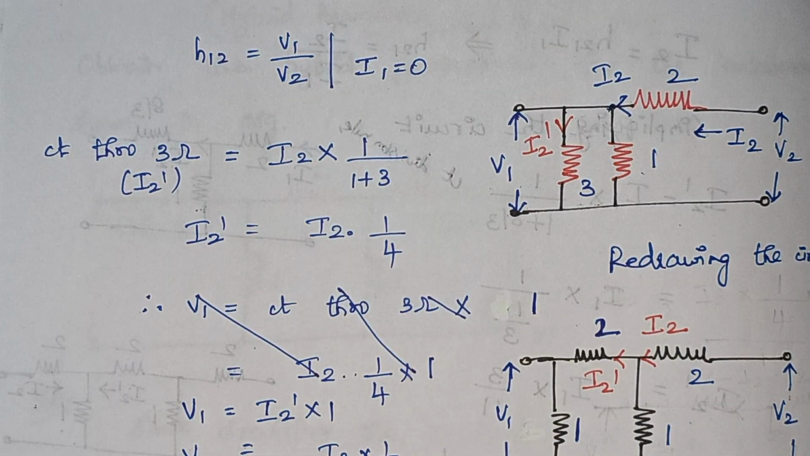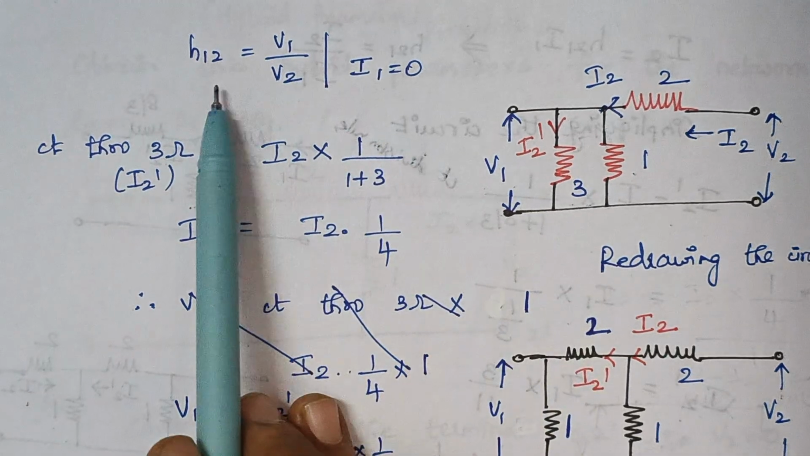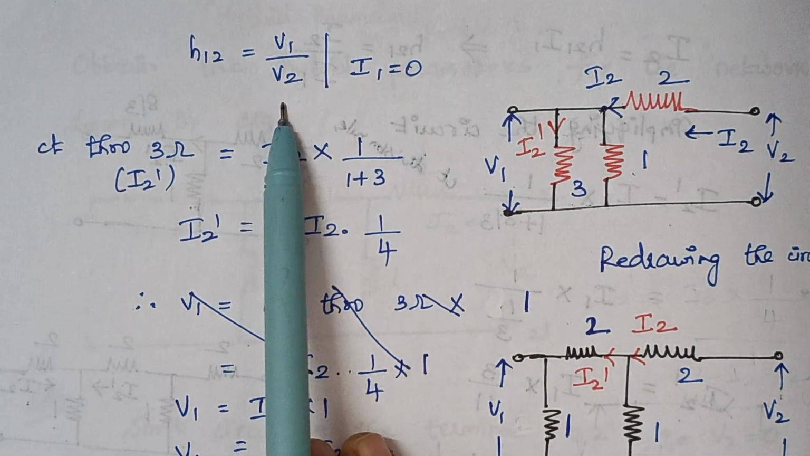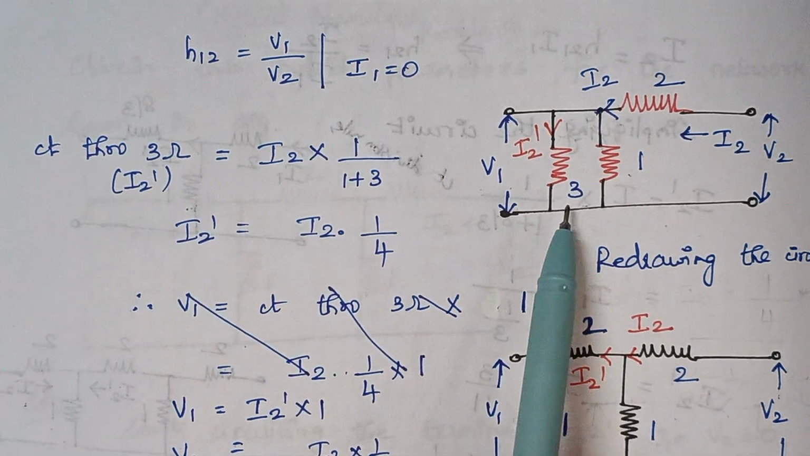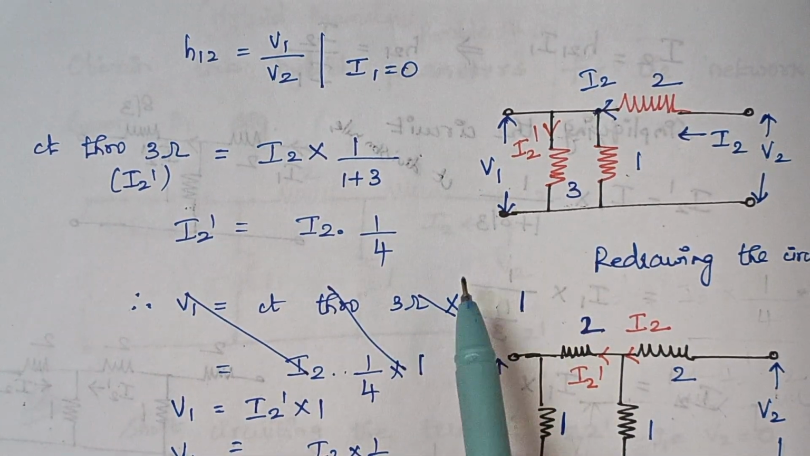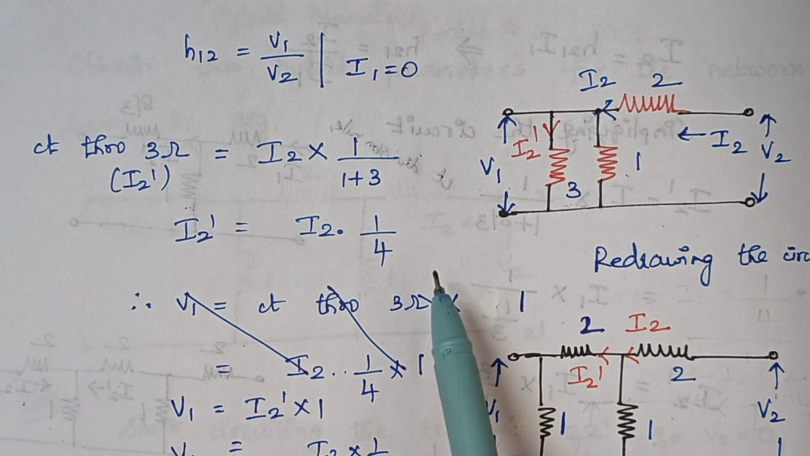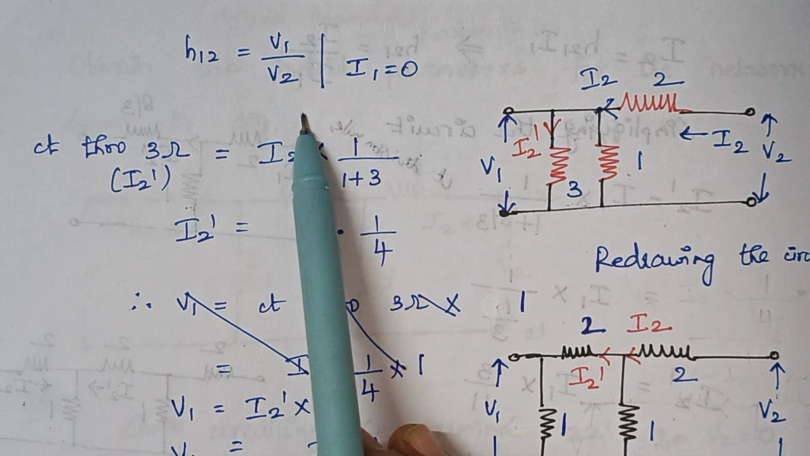Finally, we are going to find the value of H12, which is nothing but V1 by V2. So now we are going to calculate the current that flows through this 3 ohm by using the current division rule. Thereby we can easily calculate the value of V1, because here we need V1 by V2.